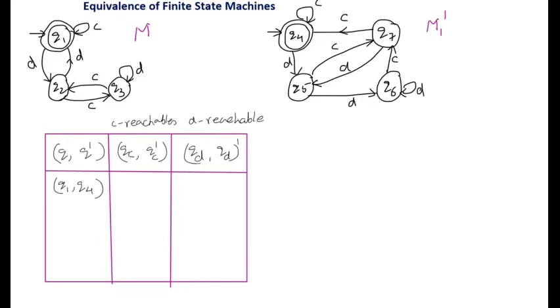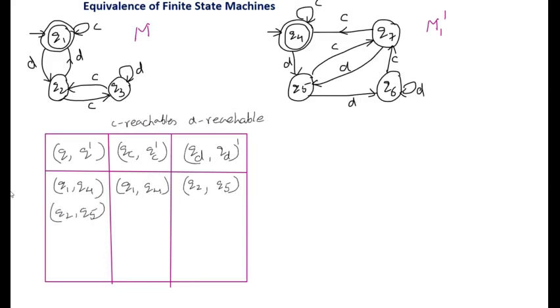Q1 on C moves to itself, so Q1. Q4 on C moves to itself, so Q4. Here Q1 and Q4 are both final states, so there is no problem. Q1 on D moves to the state Q2. Q4 on D moves to the state Q5, and Q2, Q5 are both non-final states, so there is no problem. By seeing these pairs, we need to introduce the new pair Q2, Q5 in the first column.